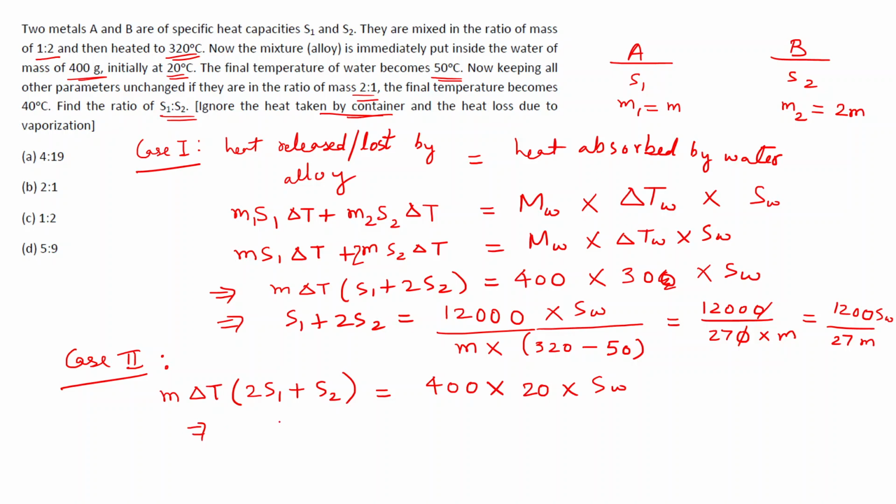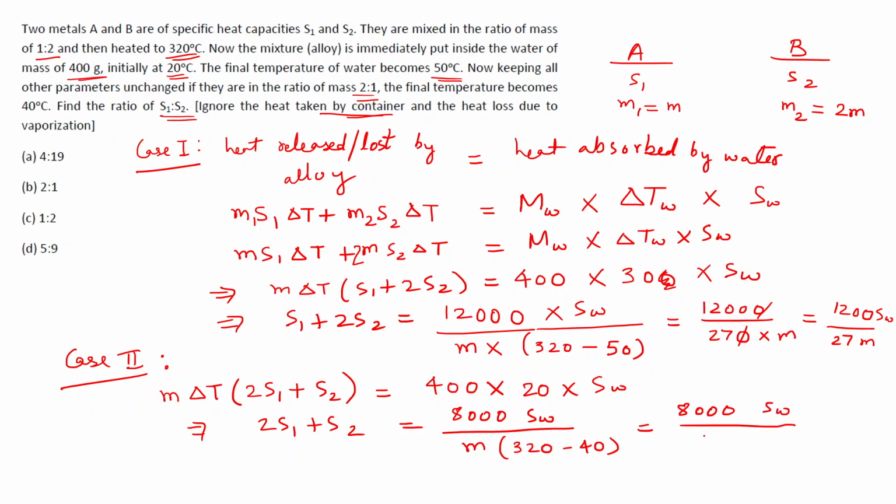So from this equation, 2S1 plus S2 will become 8,000 times SW, divided by the unknown mass and delta T in the second case. It was 320 initially, now it becomes 40. That means 320 minus 40, which is 280. So this will be 280 times M.